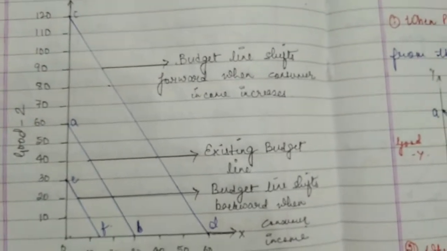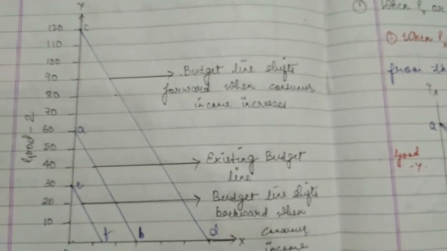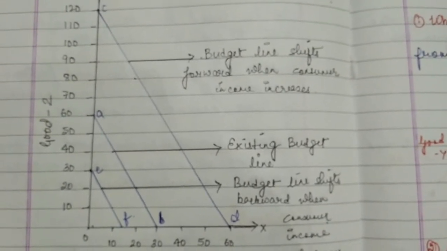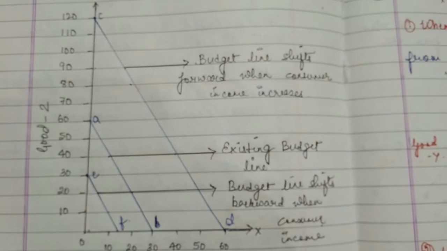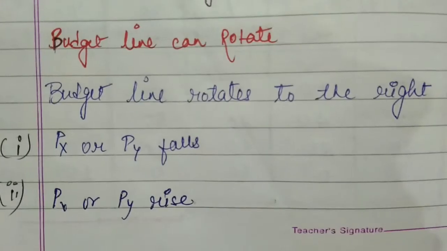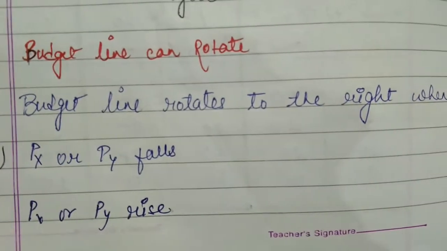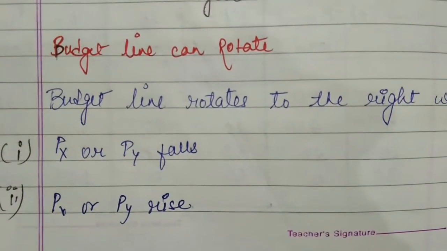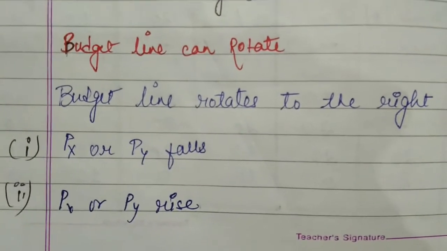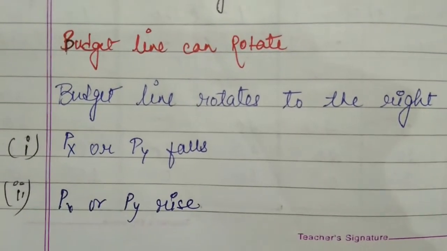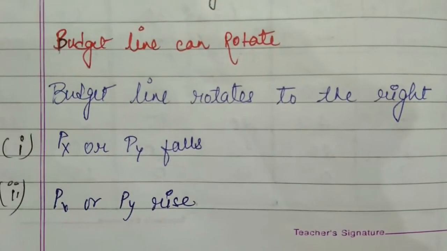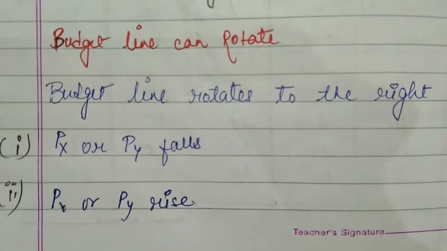Now let us move to the next topic, that is, the budget line can rotate. This was the shift of the budget line. Now we will see rotation of the budget line, how the budget line rotates and under what circumstances it can rotate. The budget line can rotate when PX or PY falls, that is, when the price of good X or the price of good Y falls, or when the price of good X or the price of good Y rises. So under two circumstances the budget line can rotate: when price falls or price rises.